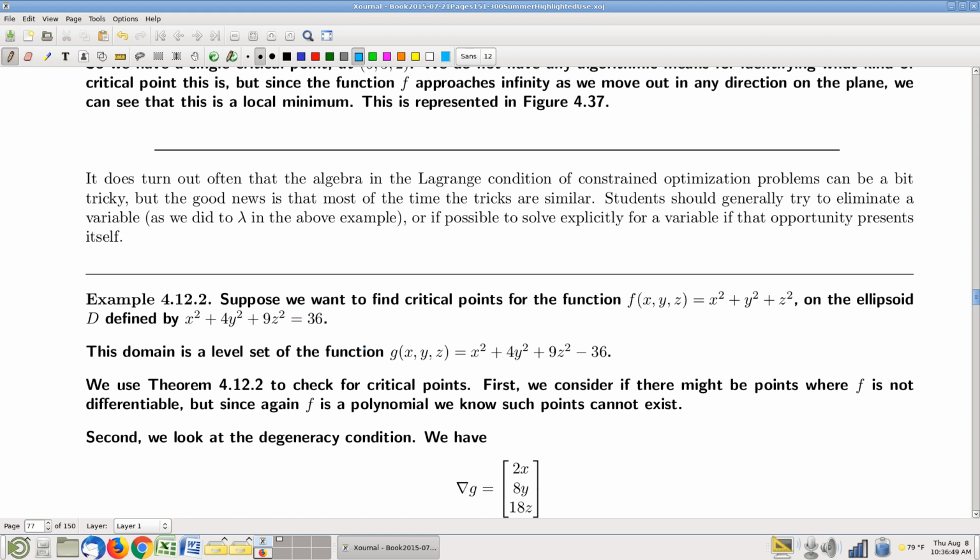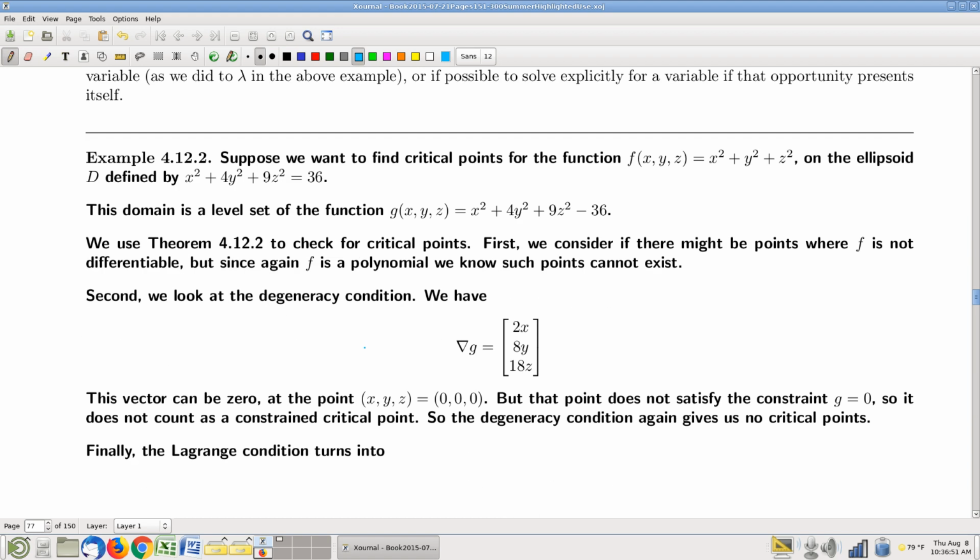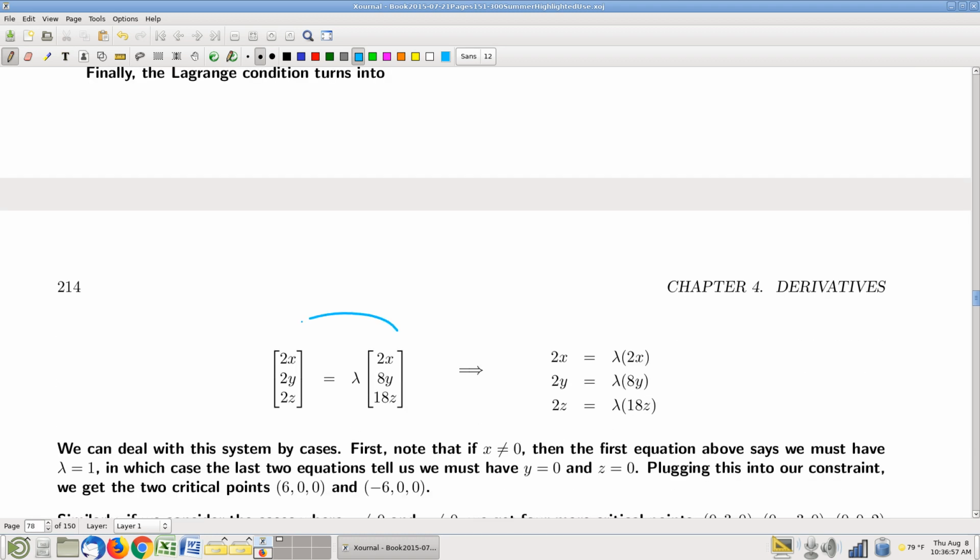Okay, so no degenerate critical points, no differentiability critical points, and now we go off to doing the Lagrange business. Here are our Lagrange equations. The gradient of f was this. The gradient of g was this. There's that multiplier. This vector Lagrange equation is equivalent to these three equations.